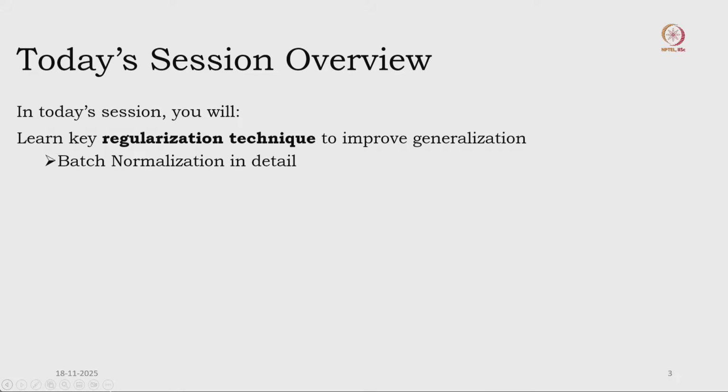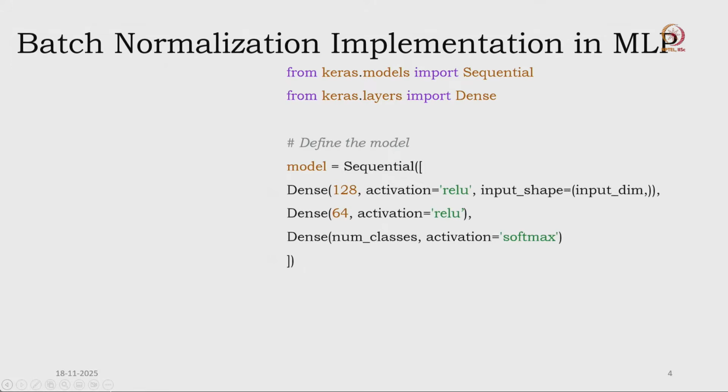In today's session, we will look into a regularization technique, that is batch normalization, in detail. So, batch normalization, what exactly is it? It is a regularization technique which is mainly used to reduce the overfitting problem. And batch normalization is one additional layer in a neural network.